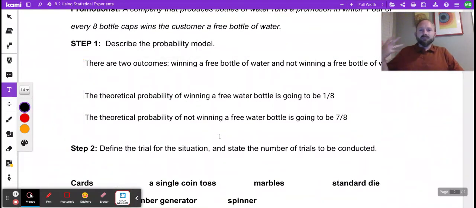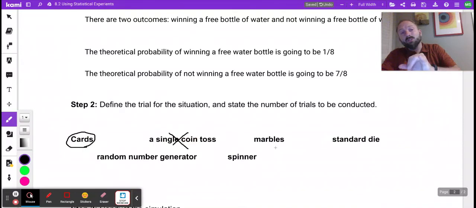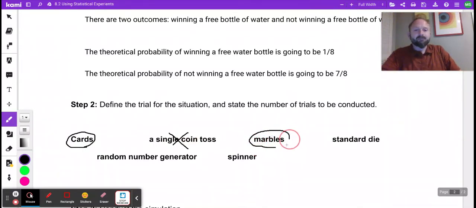So we can define the trial for the situation and state the number of trials to be conducted. So for example, cards might work. We choose 1 through 8 like card. Well, we'd have to change the aces to 1, but that's fine. We could use cards. We wouldn't be able to use a single coin toss because there's not 8 different outcomes. Marbles? Yeah. If we have 7 blue and 1 green, what's the chance? And we run through the trials that way.